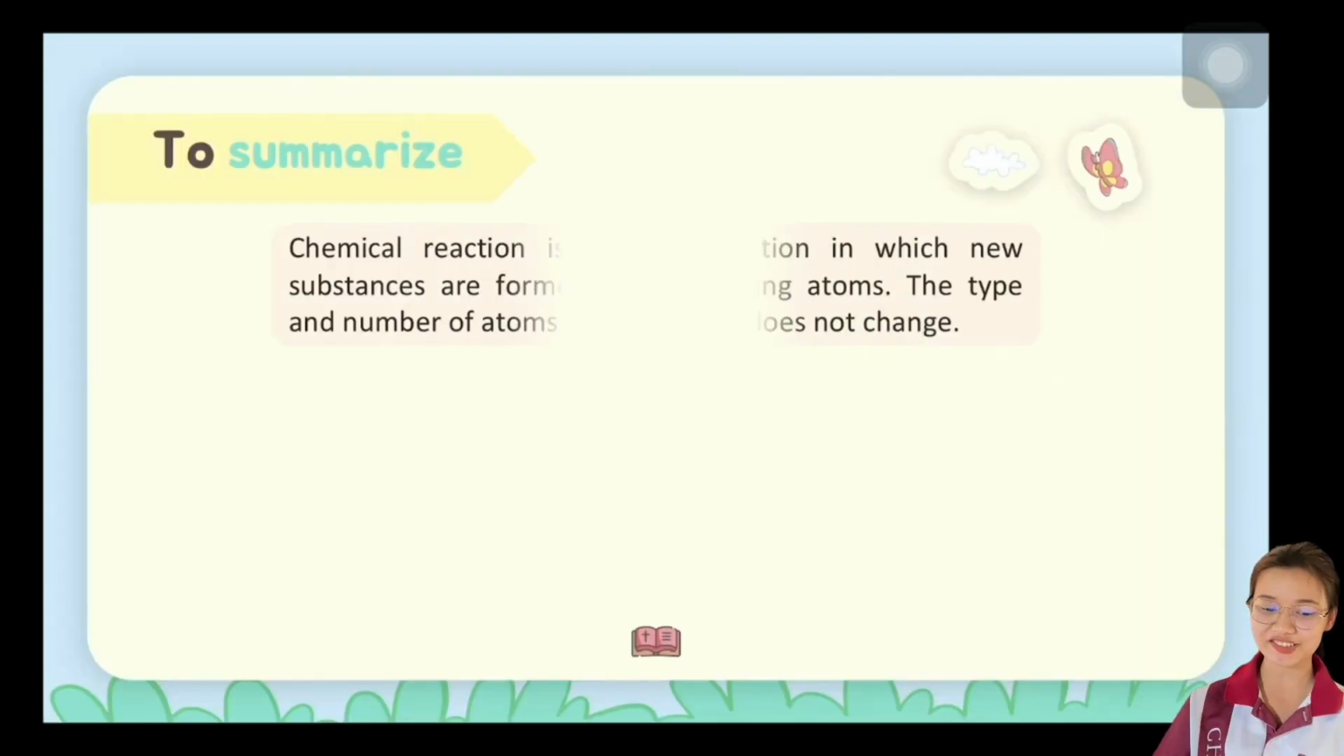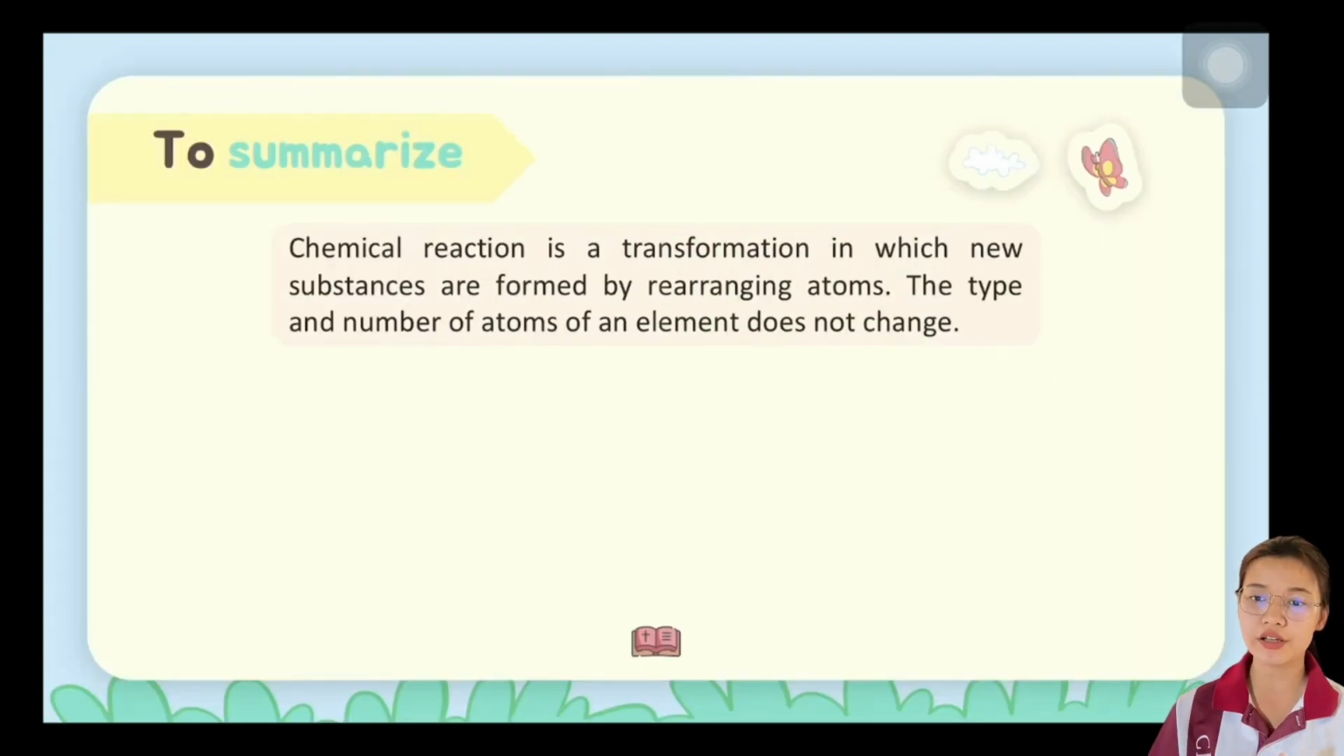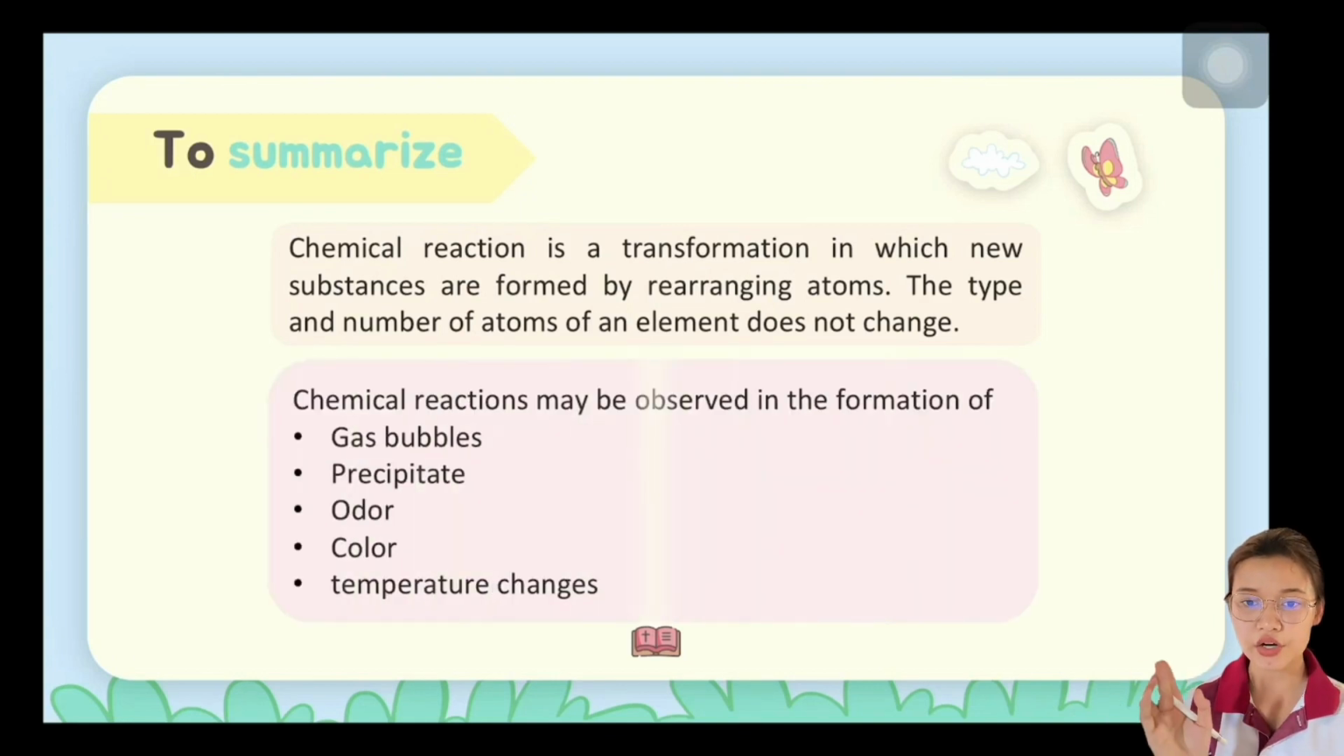Finally, to summarize: a chemical reaction is a transformation in which new substances are formed by rearranging atoms. The type and number of atoms of an element do not change. Chemical reactions can be represented by chemical equations. A chemical reaction may be observed in the formation of gas bubbles, precipitate, odor, color, or temperature change. This may indicate that a new substance has formed. Some chemical reactions cannot be observed directly and require verification tools. The important indicator is a new substance.